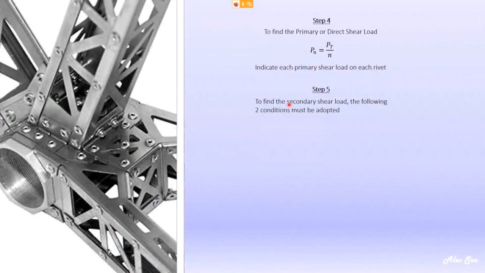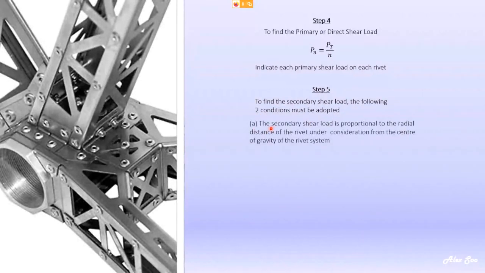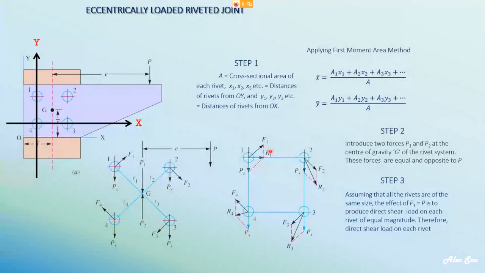Okay, step 5, to find the secondary shear load, the following two conditions must be adopted. 1, the secondary shear load is proportional to the radial distance of the rivet under the consideration of the center of gravity. Now, what does that mean, this part here? It means that the longer this length, the greater this force. Okay, the longer this length is away from the CG, the greater will be this force. The shorter this length, then the smaller this force.